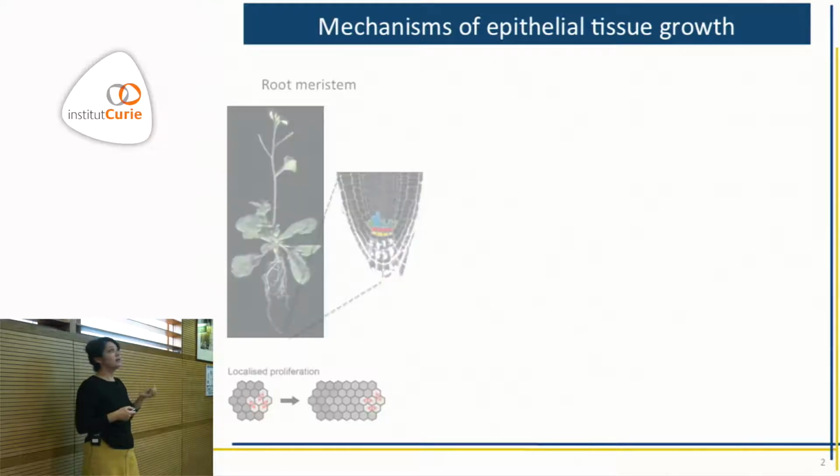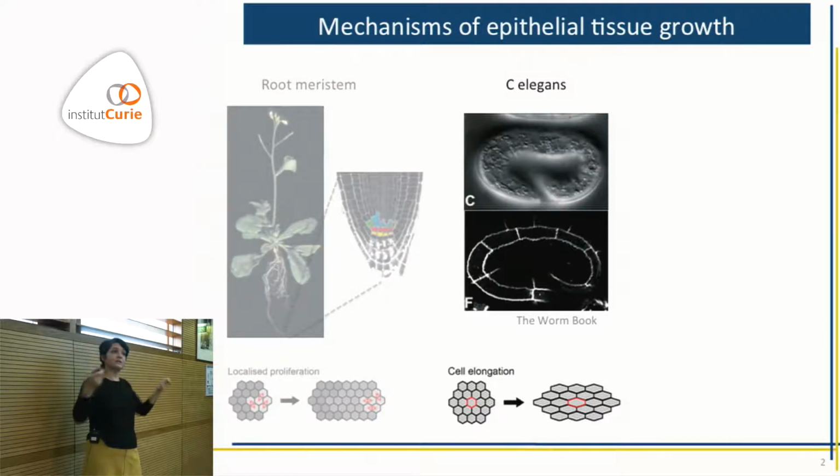Another way that you can imagine a tissue can grow is just if it is stretched and the cells change their shape, which is basically what C. elegans is using for growing. Here you see the membranes of the cells are marked, and you see that they are really stretched. So this is the cell elongation mechanism.